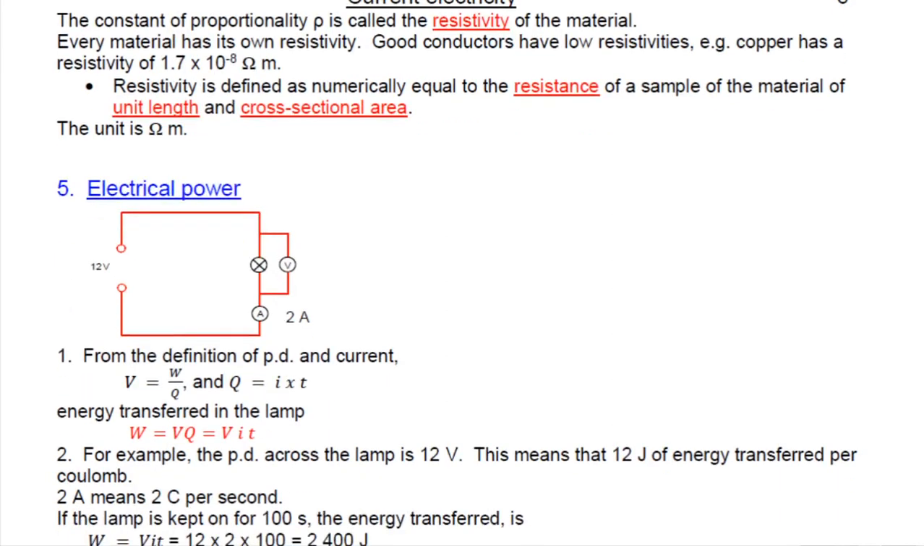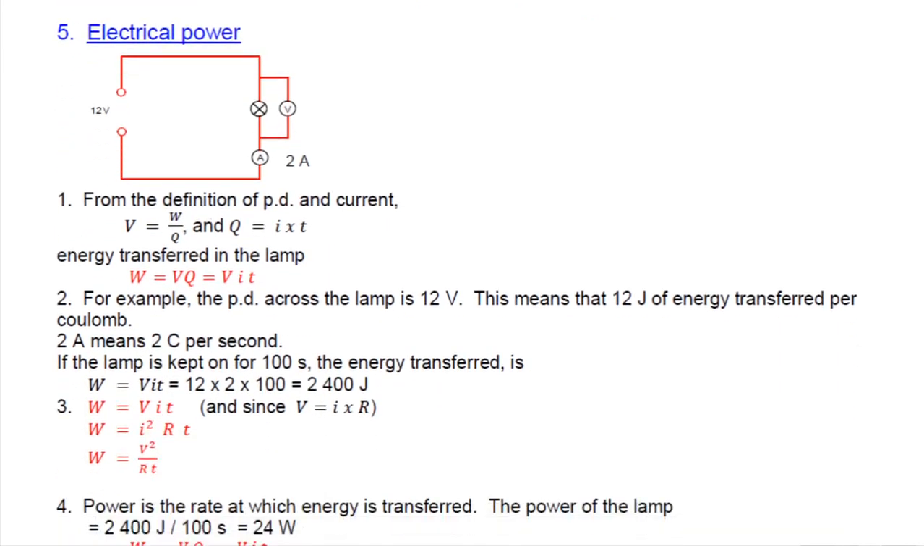Right, so lastly we want to talk about power. From the definition of PD and current, remember PD is equal to the work done per unit charge when charge is transferred from one place to another in a circuit. Energy transferred in the lamp will be equal to VQ or QV. Now we know that Q is IT, so it's going to be VIT.